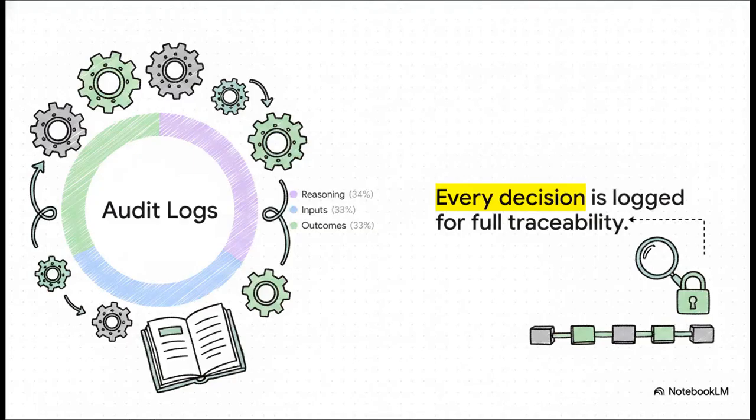Plus, for compliance and debugging, full traceability is non-negotiable. Every single move an agent makes is logged. The system breaks it down into a completely transparent ledger: the reasoning behind the decision, the exact inputs it received, and the final outcomes. If something breaks or if an auditor comes knocking, you don't have a black box. You have a crystal clear record of exactly what the AI was thinking and doing.